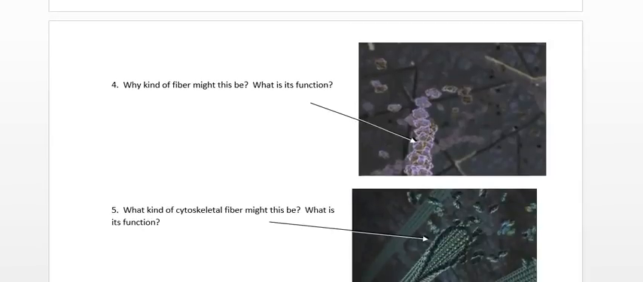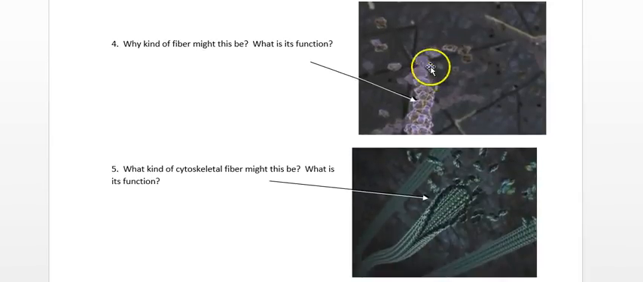All right. That is actin, and it changes the shape of the cell when signaled to do so. It helps to form the microfilament.